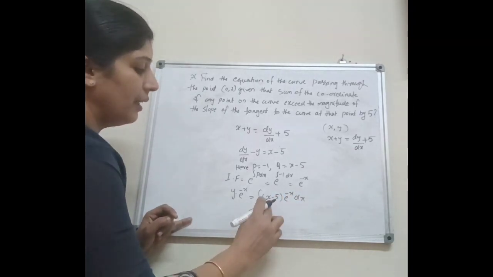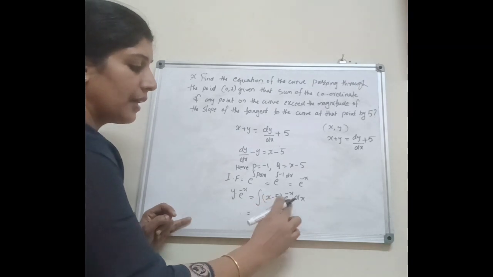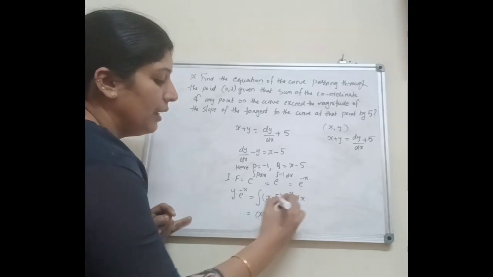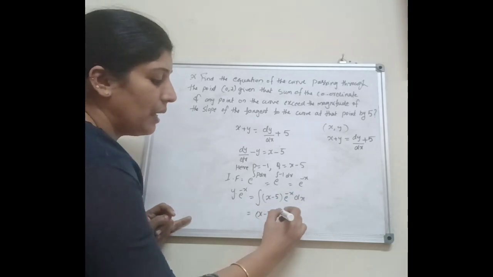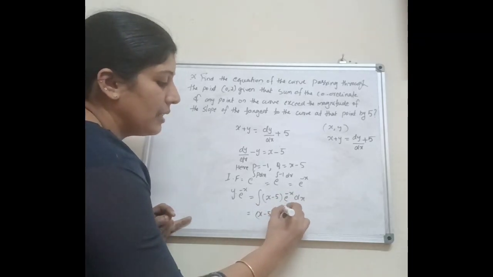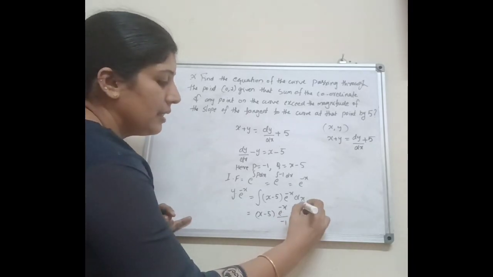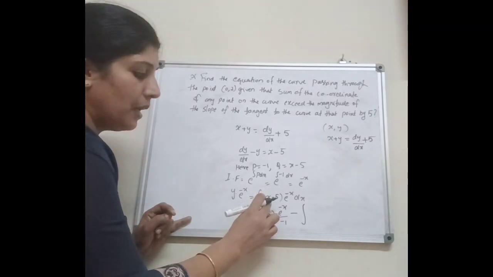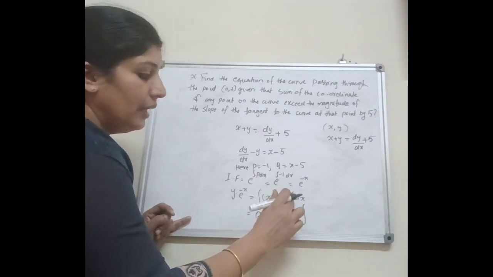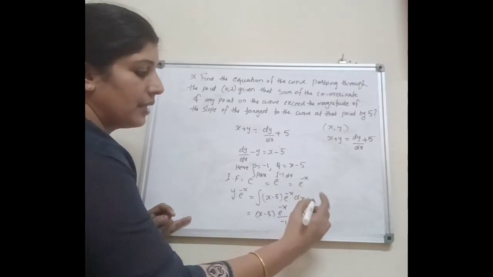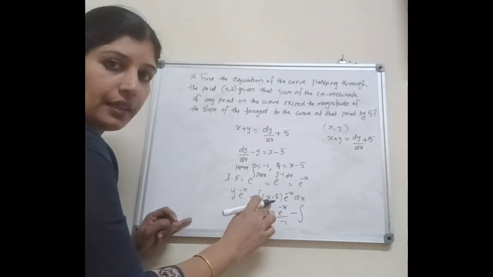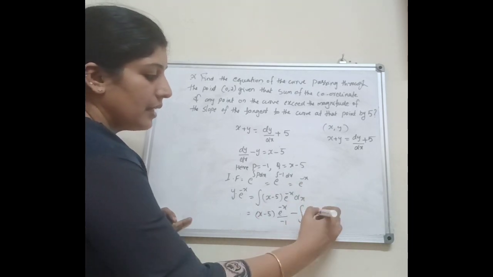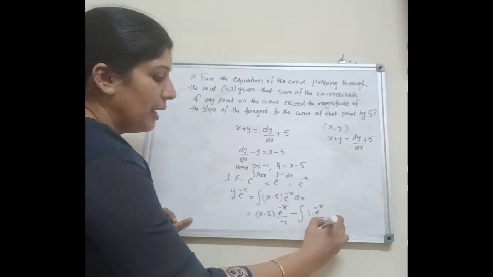Here the first function is x minus 5, the second function is e raised to minus x. Therefore, first function x minus 5 into integral of e raised to minus x, which is e raised to minus x by minus 1, minus integral of the derivative of the first function, d by dx of x minus 5, that is 1, into integral of e raised to minus x, that is e raised to minus x by minus 1, dx.